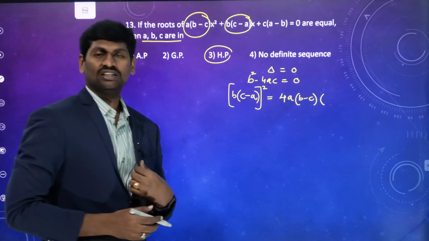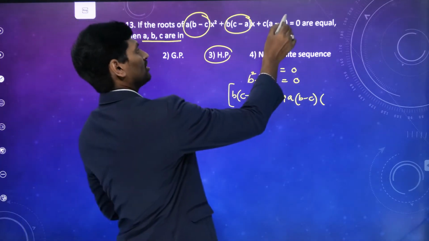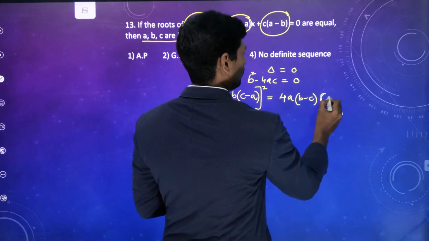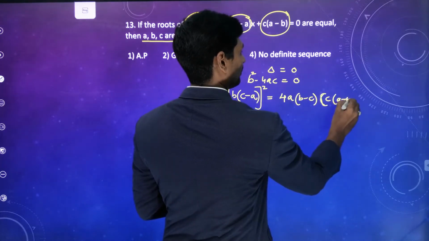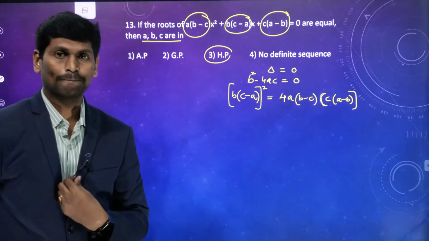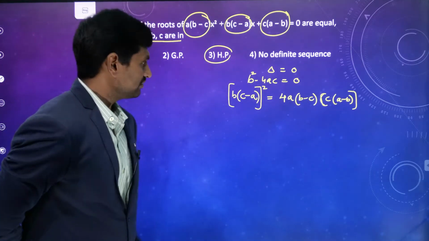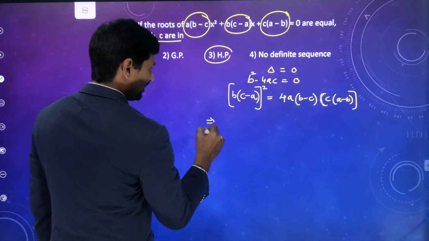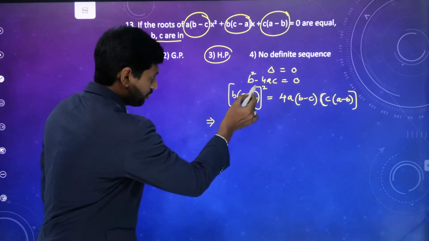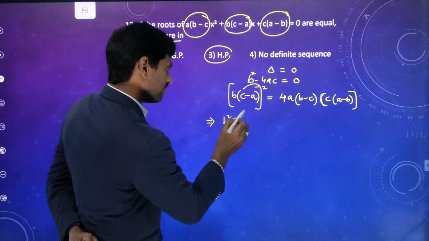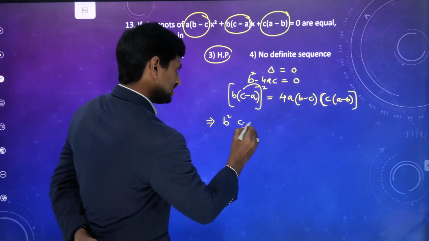A value I have written. Now C value. C value means constant term. C value is C into A minus B. Now simplify this. Okay, na? So apply the square for the entire term. Square for B, it will give B square. Very good. And C minus A whole square.